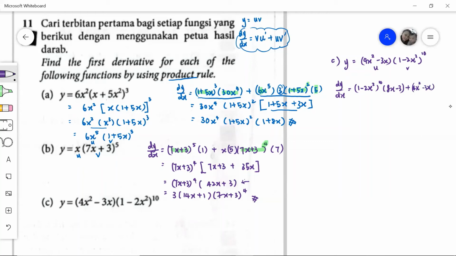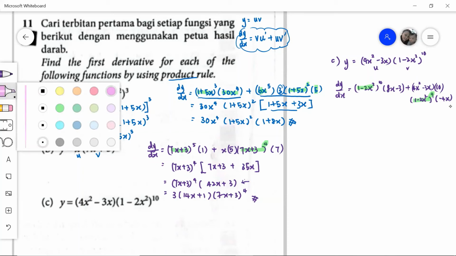So differentiate the v, so bring down the power 10, and then reduce the power by 1. The inside untouched. Okay, once we have done the outside, now we do the inside. So the inside will be negative 4x. All right, identify the common factor so that we can factorize it. We have 1 minus 2x squared. Highest common factor is to the power of 9. I think that's it. All right, that's it.